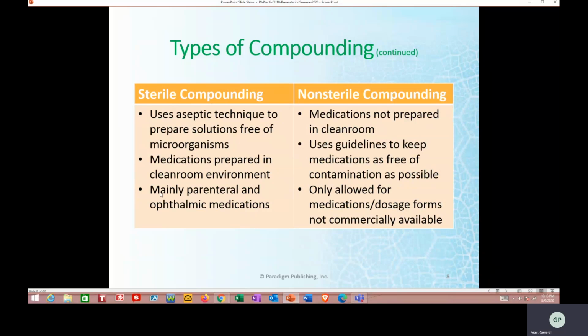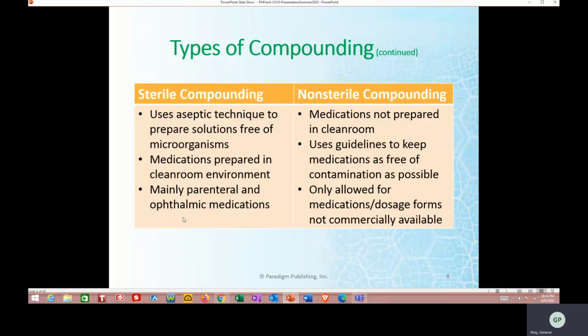And again, you mainly see these with parenteral. Parenteral is another word for IV or injections, and ophthalmic medications. So in both cases, remember, if you put something in somebody's veins, you definitely don't want any contaminants, because once it's in your veins, it's not coming back out, and it has to be sterile. And obviously the same thing with eye medications. The eye is sterile. You can't put any contaminants in the eye.